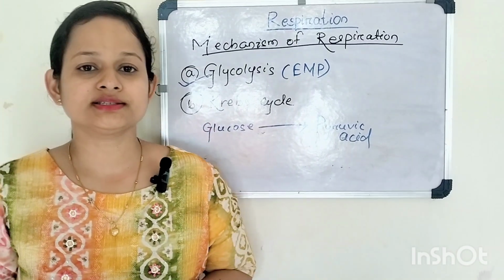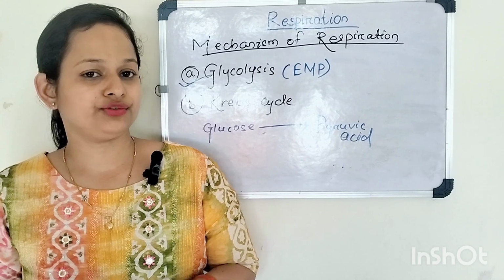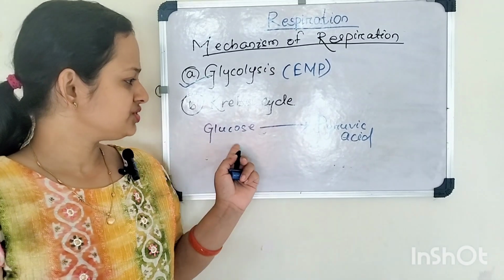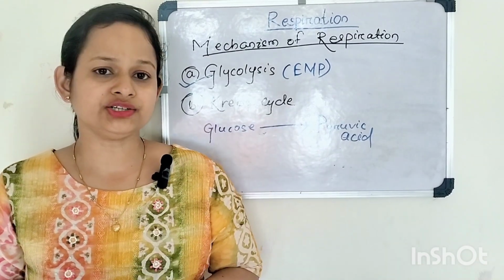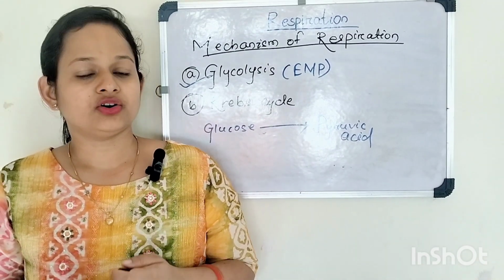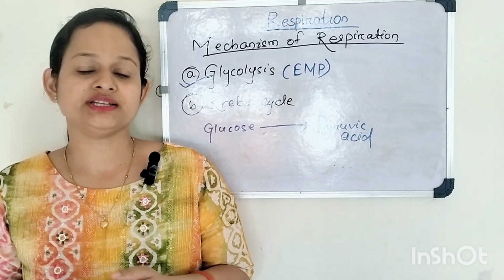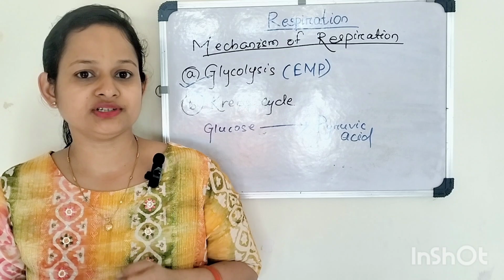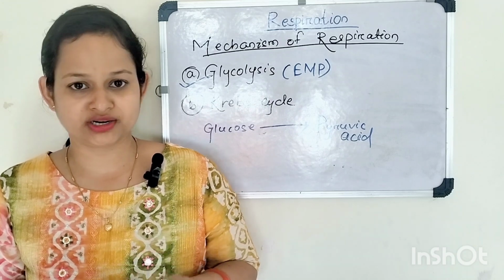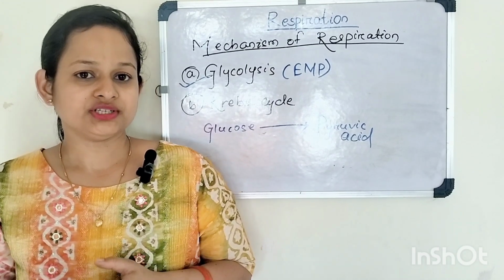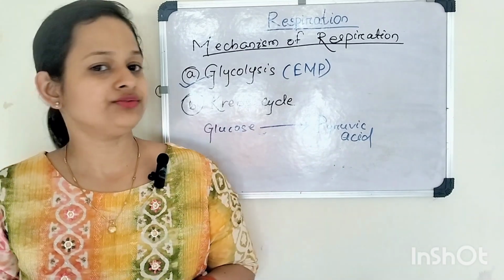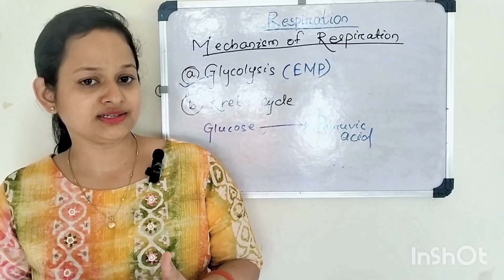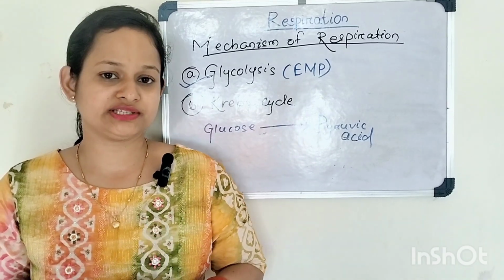Glycolysis is common to both aerobic and anaerobic modes of respiration, and in this process the glucose converts into pyruvic acid. This process occurs in the cytoplasm of the cell. It is also known as the EMP pathway because it was discovered by three persons: Embden, Meyerhof and Parnas. The pyruvic acid can then break down into ethyl alcohol in plants and lactic acid in animals.